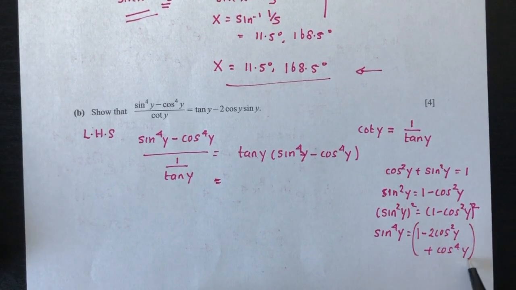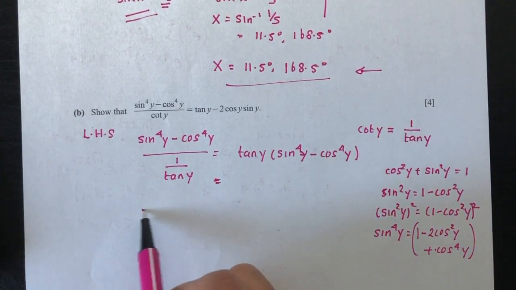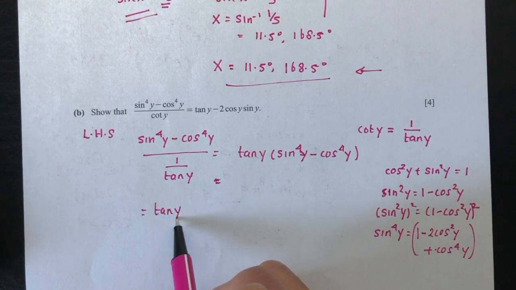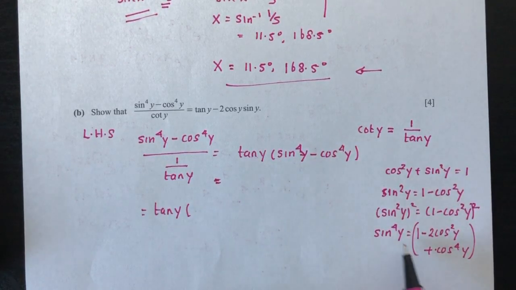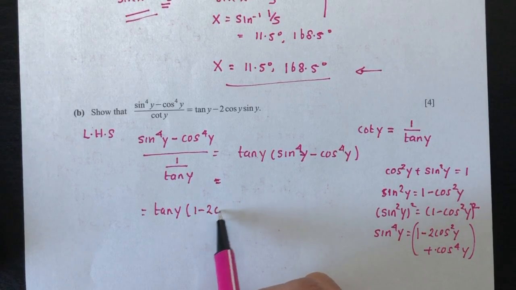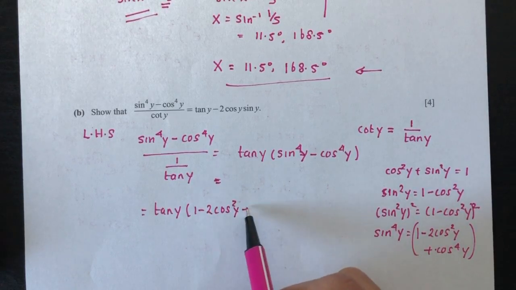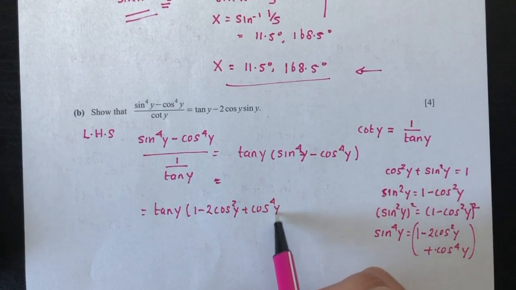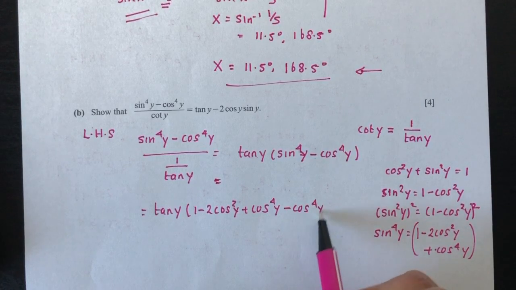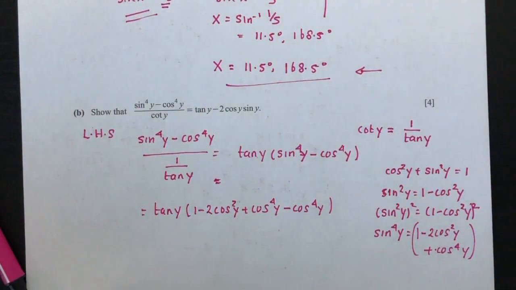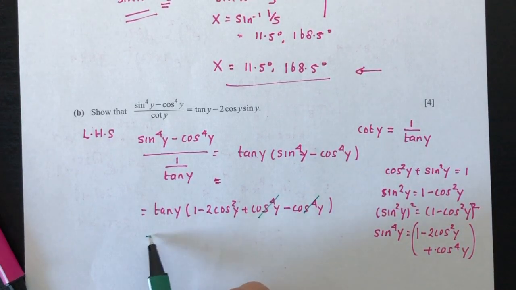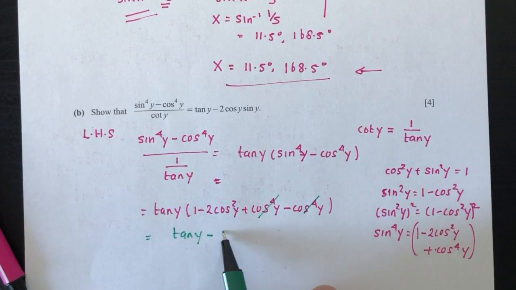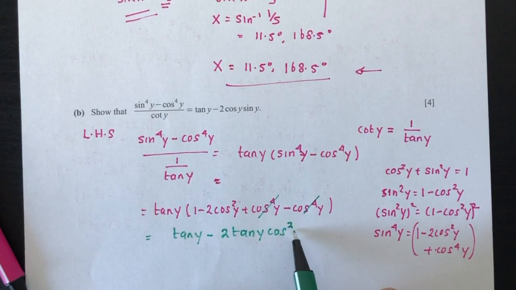So we can replace this one back here. Let's see what we have. Tan y is the same, and sine power 4y is equal to 1 minus 2 cos square y plus cos power 4y, minus cos power 4y. As you can see, these two will cancel out, and we have remaining this one. Now if you expand the bracket, you will have tan y minus 2 tan y cos square y.